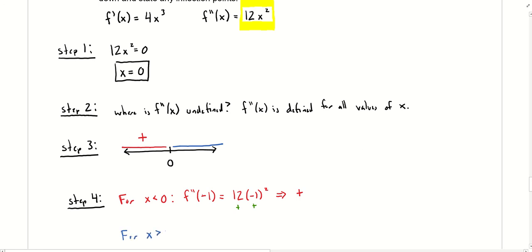For values of x greater than 0, same idea. I'm going to choose +1 to plug into my second derivative. So I have 12 times 1 squared. And again, 12 is positive, 1 squared is positive. So it looks like my function's second derivative is also positive on that second interval.